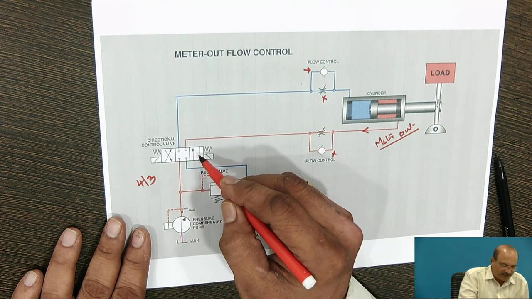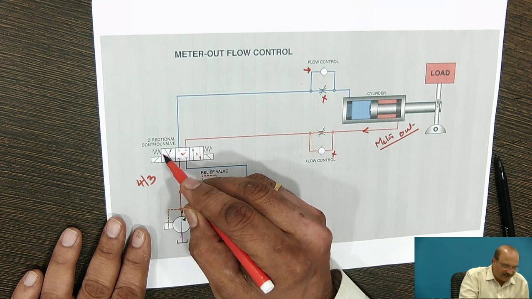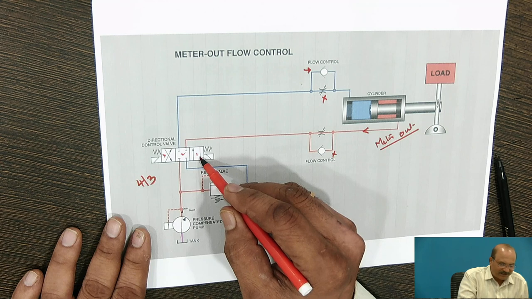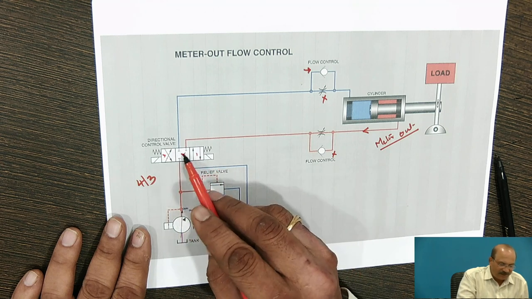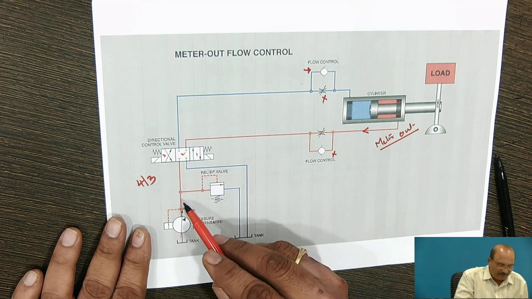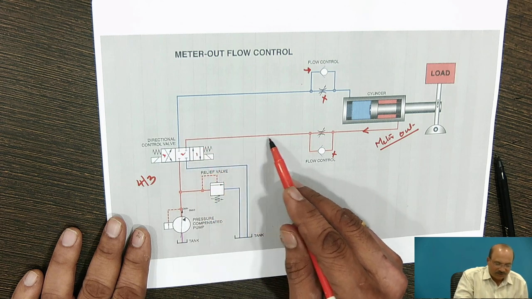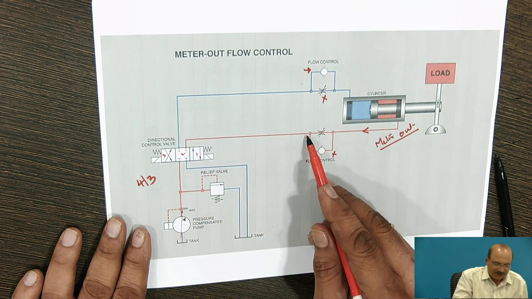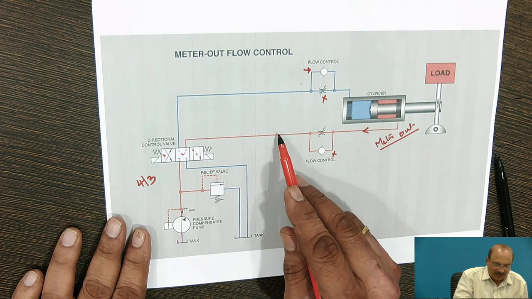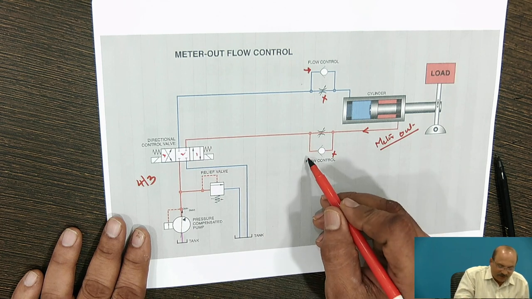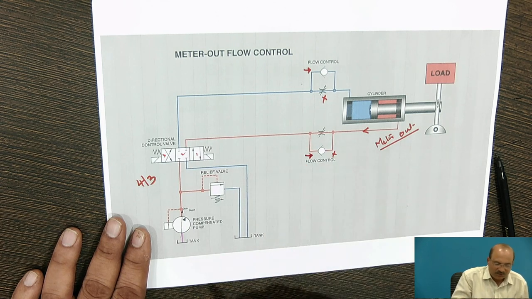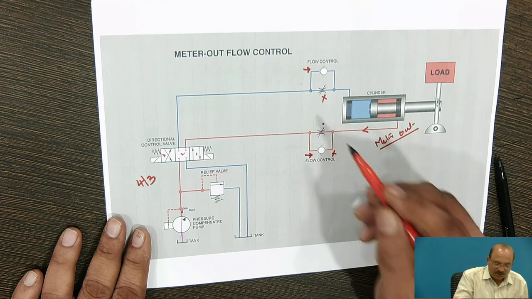If you take this one as 1, 2, and this as 3: 2 is normal, 1 is straight, and the other is cross. So if you apply this one, the oil is going to be flowing through this way. Here you can observe that while it is flowing this way, this is in operation. This is going to be opened, and that time this is going to be closed.